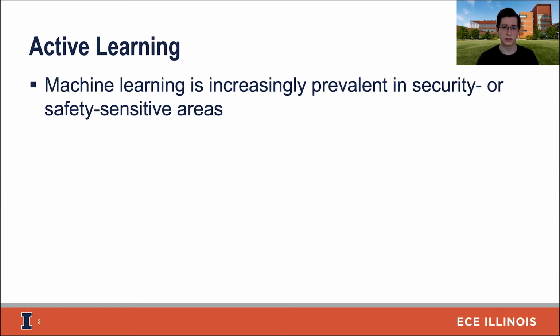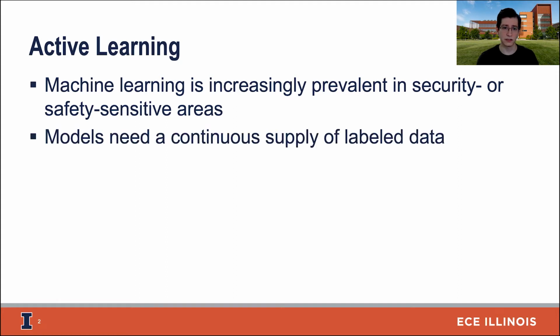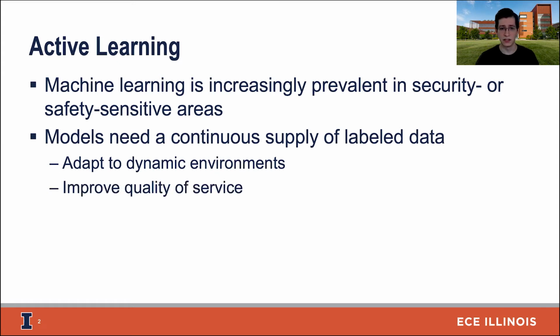Machine learning models are increasingly used in security or safety sensitive areas, like autonomous driving, facial recognition, emergency response, and online content moderation. These models all face a common challenge: the need for a continuous supply of new labeled data for training. This is because the environments they are deployed in are usually dynamically changing. By continuing to train on newly available data, these models can adapt to dynamic environments while increasing their accuracy. This creates a strong demand for data collection.